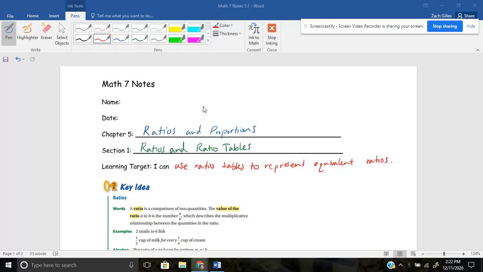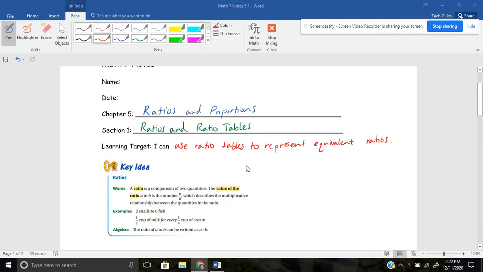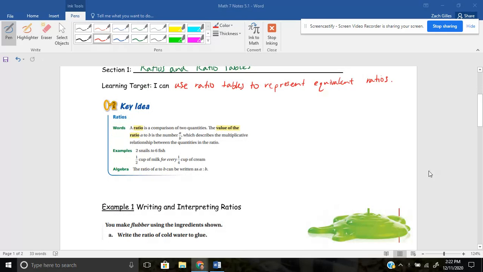Okay, so we're going to look more specifically at ratio tables this chapter. And we're going to see how ratio tables can represent equivalent ratios. So we're starting with our key idea here. It says a ratio is a comparison of two quantities. The value of the ratio, A to B, is the number A divided by B, which describes the multiplicative relationship between the quantities in the ratio. For example, 2 snails to every 6 fish, or 1/2 cup milk for every 1/4 cup of cream. This is something you see a lot in cooking.